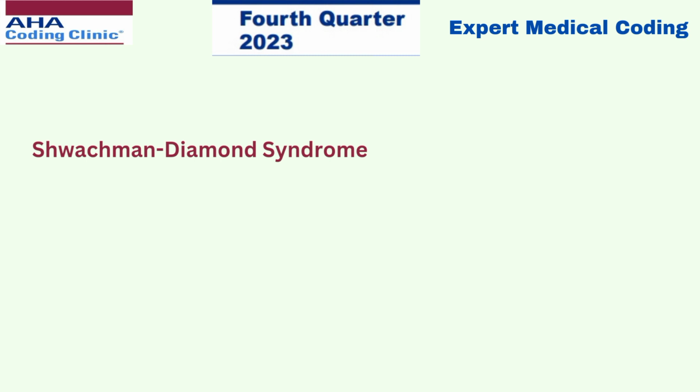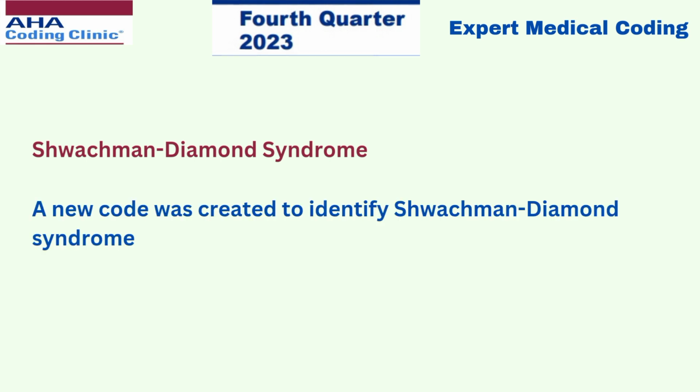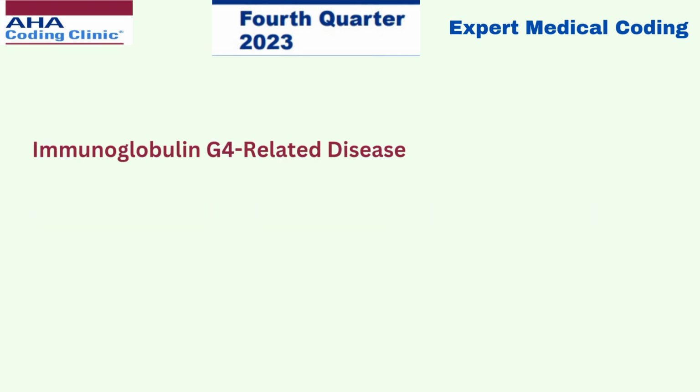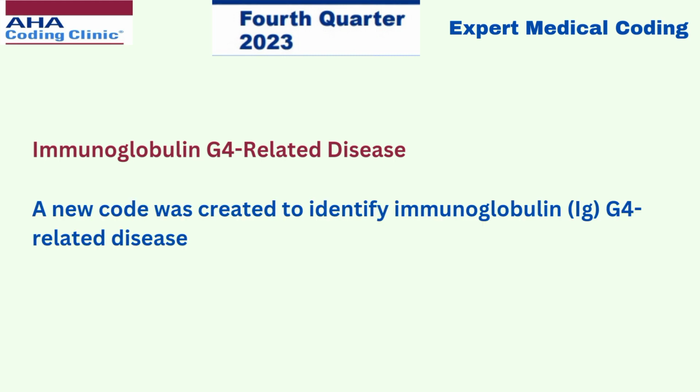Shwachman-Diamond syndrome. The update here is a new code was created to identify Shwachman-Diamond syndrome, and the code is D61.02. Next Coding Clinic update is immunoglobulin G4 related disease, and the update is a new code was created to identify immunoglobulin G4 related disease, and the code is D89.84.